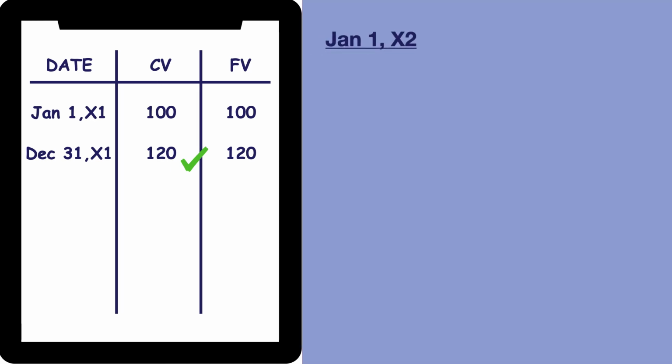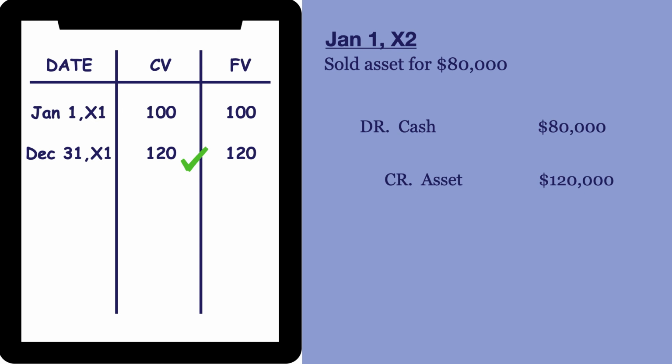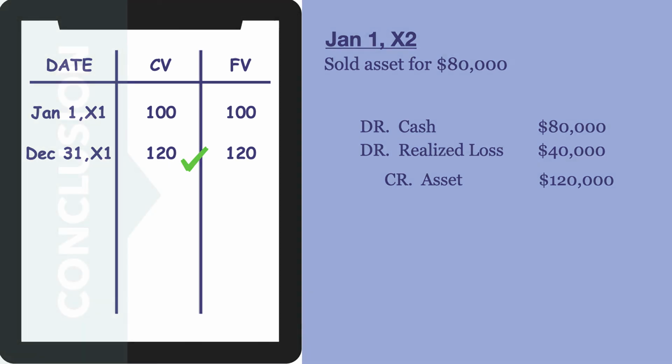The carrying value now equals the fair value of the asset using the fair value option. In our last scenario, let's say we sold our asset for $80,000 on January 1st, year 2. So we will debit cash for $80,000 because that's the amount that we received. And from our notepad, we can gather that the book value of our asset is now 120. So we're going to credit the asset because we have given that away for $120,000, and the remaining difference is going to be recognized as a realized loss, which is the loss resulting from selling the asset. That's going to be $40,000, and our debits and credits are now in balance.